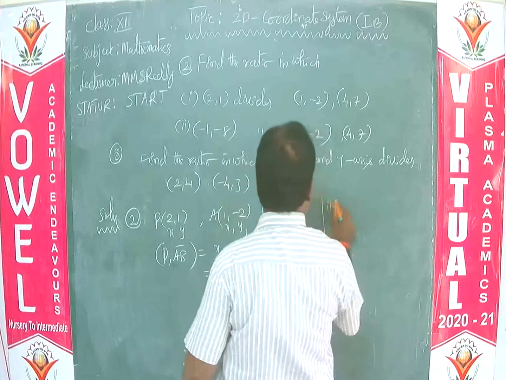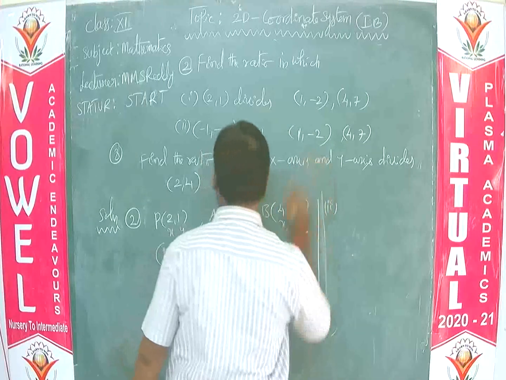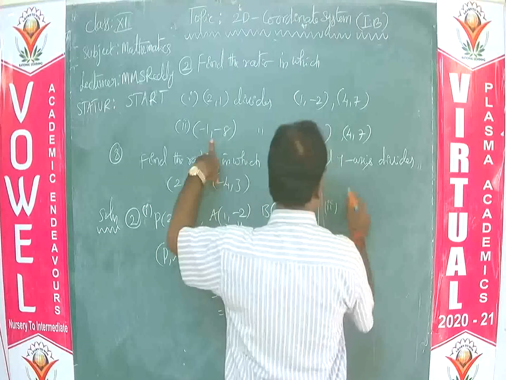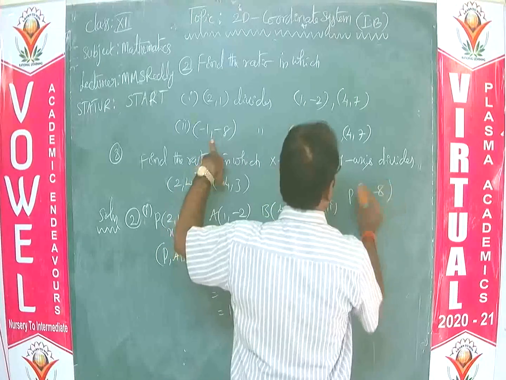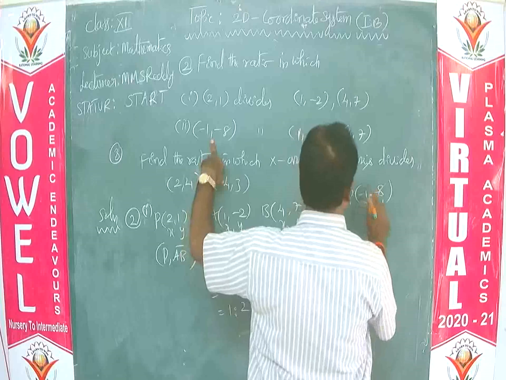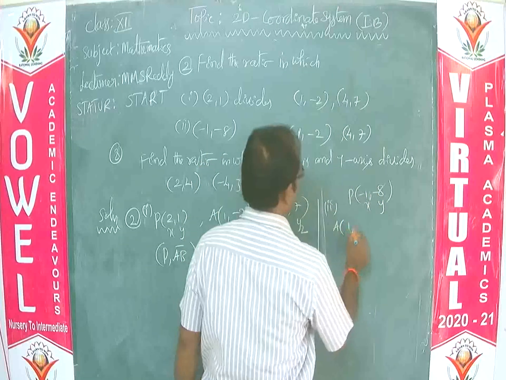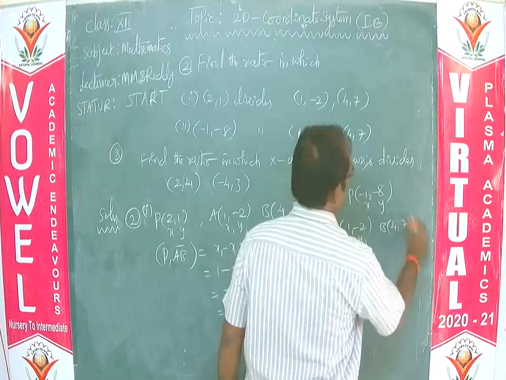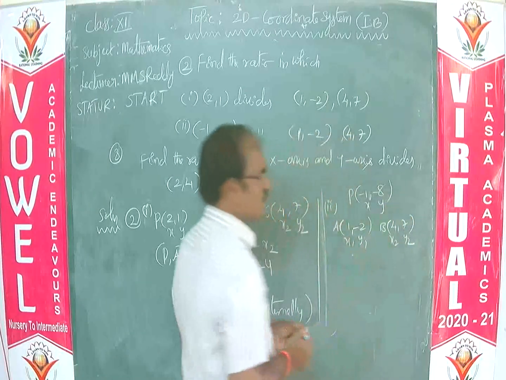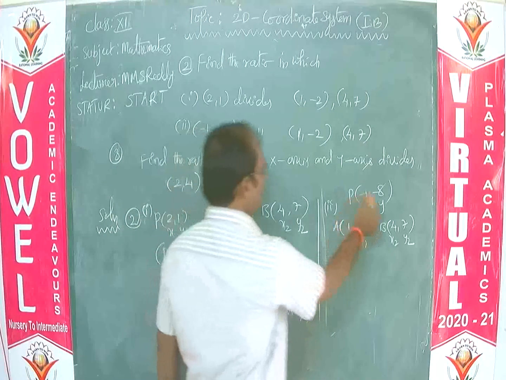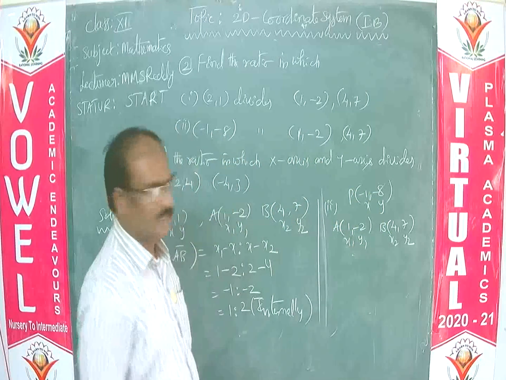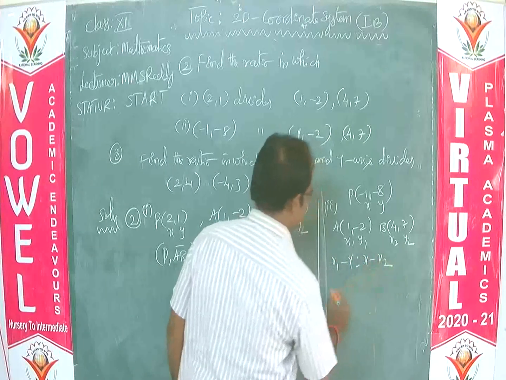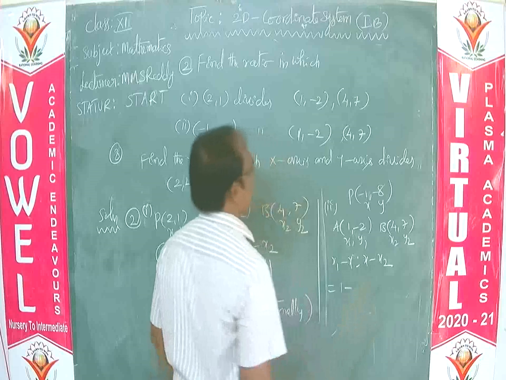second one. Here it is the answer for the first one, now the second one. P minus 1, minus 8, x y. A 1, minus 2, x1 y1. B 4, 7, x2 y2. The ratio that the point P divides the line segment joining AB is x1 minus x is to x minus x2.